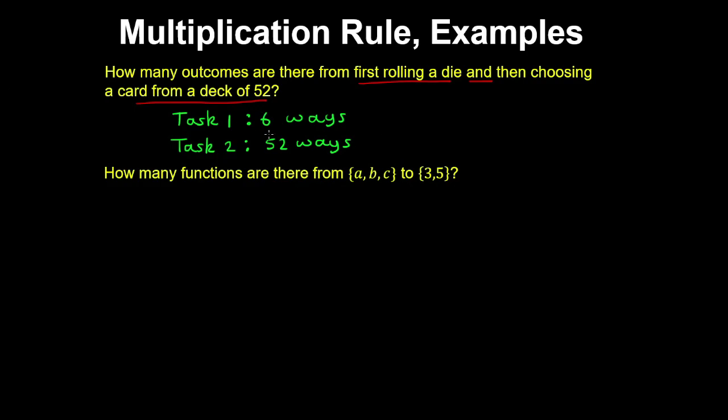So using the multiplication rule, and noting this AND in the problem, we have 6 multiplied by 52, which gives 312 possible outcomes.